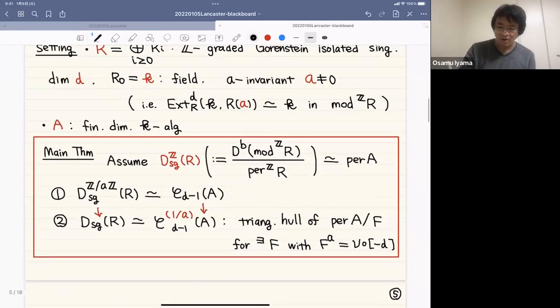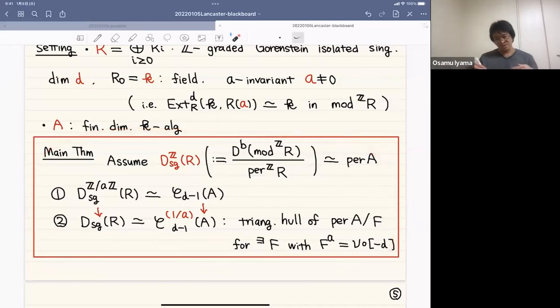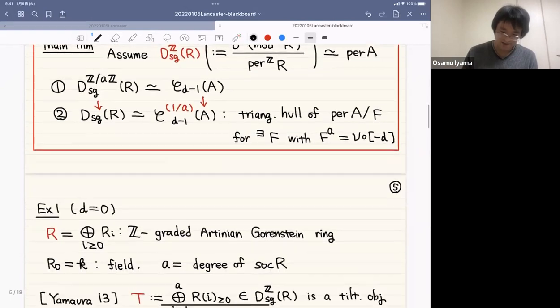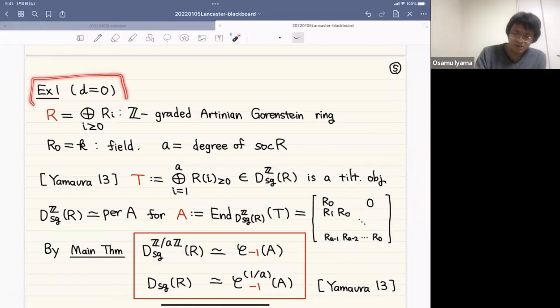So now let me explain some applications. I will apply this main theorem to certain known settings. Actually, there are many examples of Gorenstein rings such that the G-graded singularity category has a tilting object. Many such graded Gorenstein rings are known, and I will not try to list all known such equivalences. I just explain only 3 or 4 examples in this talk. And let me start with the simplest case.